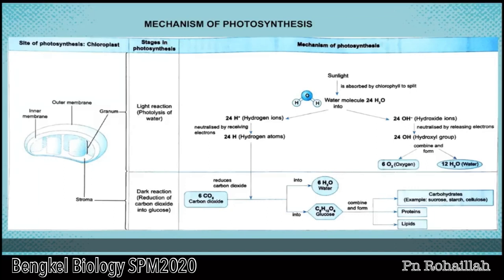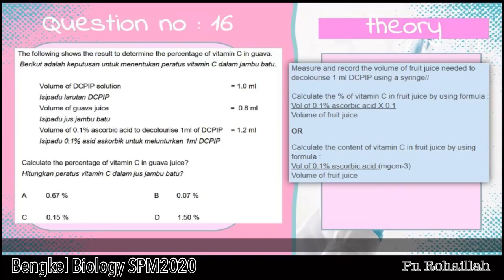This one you can look at later. Alright, next question 16. The following shows the result to determine the percentage of vitamin C in guava. So we have the volume of DCPIP solution, the volume of guava juice, and also the volume of 0.1% ascorbic acid to decolorize 1 ml of DCPIP. So calculate the percentage of vitamin C in guava juice. So you just use this formula.